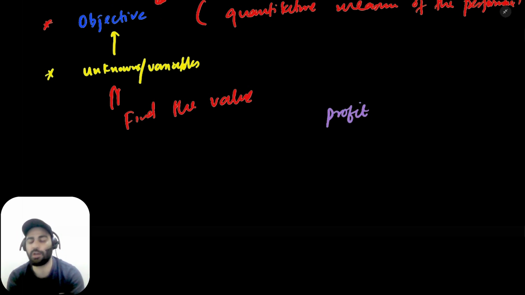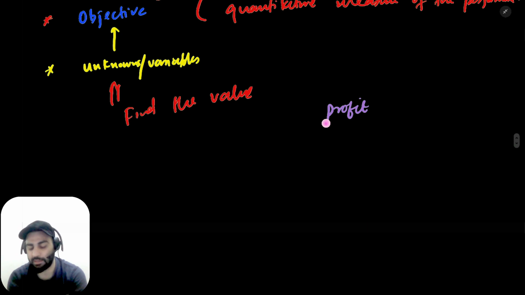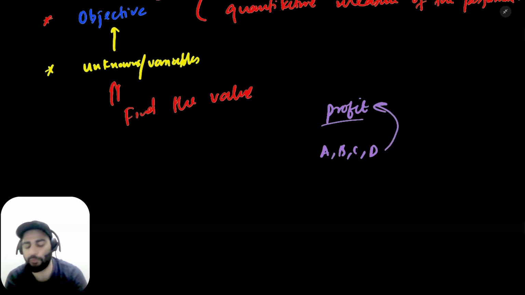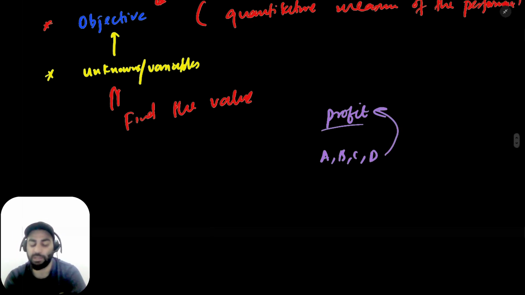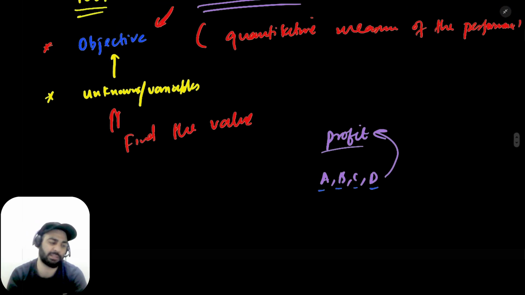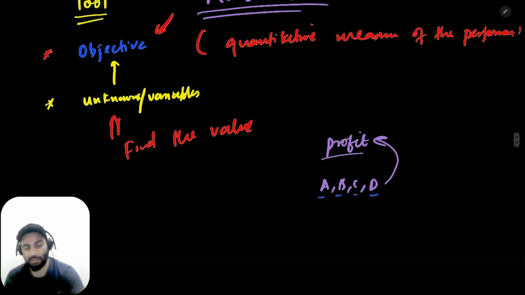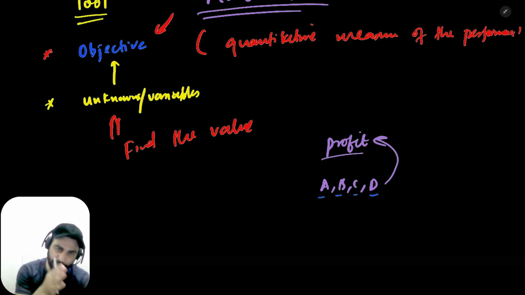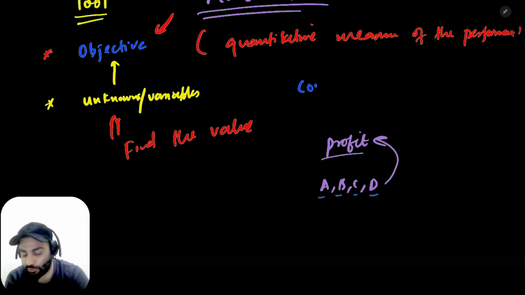So what are the unknowns? Let's suppose you'll do some analysis on the stocks, how the company has been performing from the past, and then you will have different variables. Let's suppose A, B, C, D are some factors which will impact the profit of the company. And then you will try to come up with the optimal values of these so that your profit is maximized. This whole process is called modeling. So modeling is basically a process of identifying the objective, the variables, and one more thing you can add, the constraints also.